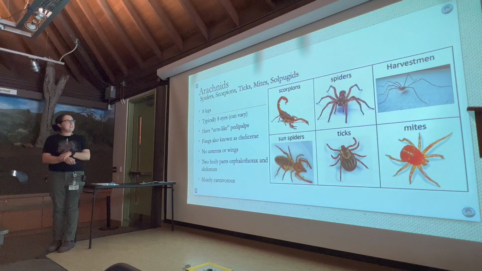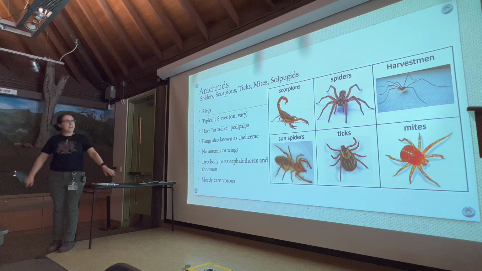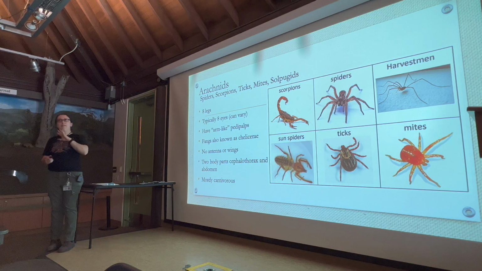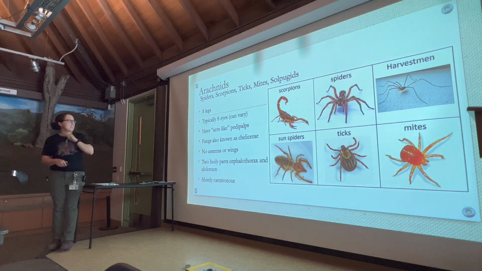Okay, arachnids. So this is another group. The arachnids are not insects. They're kind of another branched off group, which includes scorpions, spiders, harvestmen, ticks, mites, and sun spiders. So these are all arachnids. Usually 8 legs, 8 eyes, but sometimes they don't have 8 eyes, which I'll talk about a very important one that doesn't have 8 eyes.